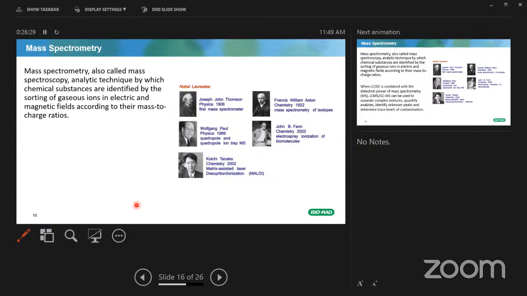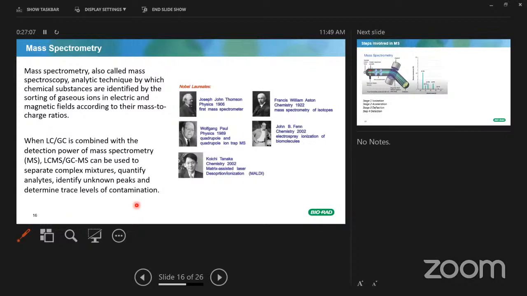And more recently, Koichi Tanaka from Japan invented MALDI TOF, or MALDI, a type of mass spectroscopy used for large molecules, such as proteins and biomolecules, which are huge, unlike small molecules like paracetamol or the diclofenac sodium we get as a painkiller. So these are some of the well-known scientists who have contributed immensely to mass spectroscopy technology.